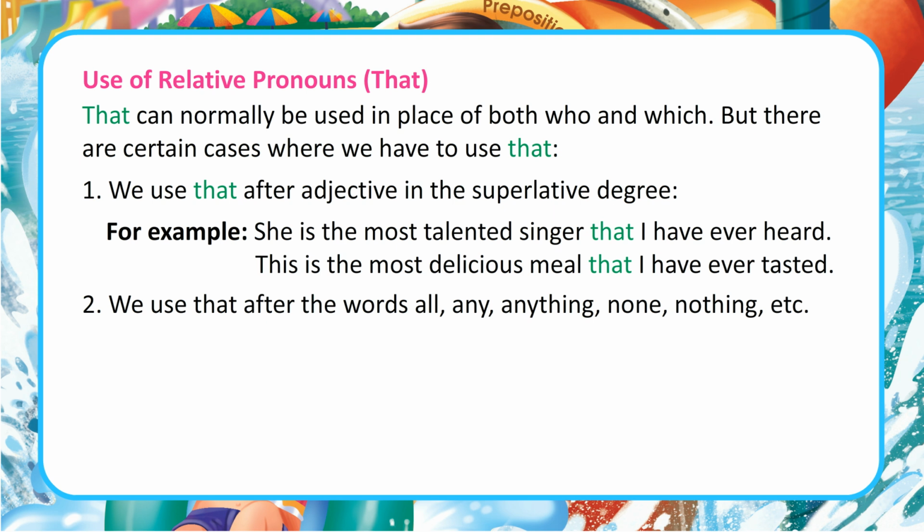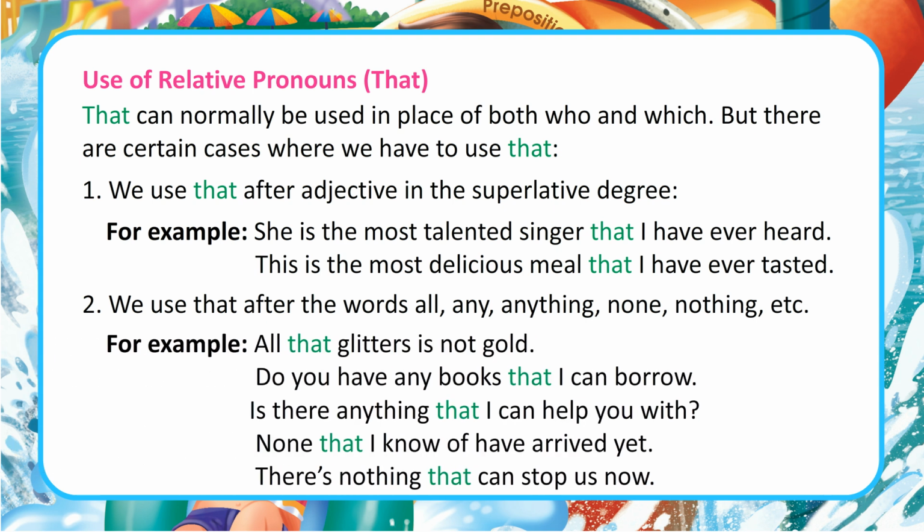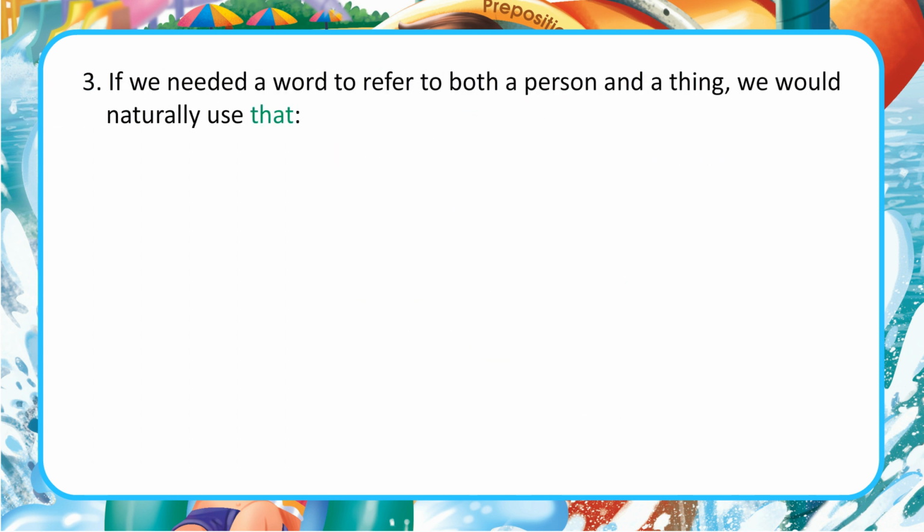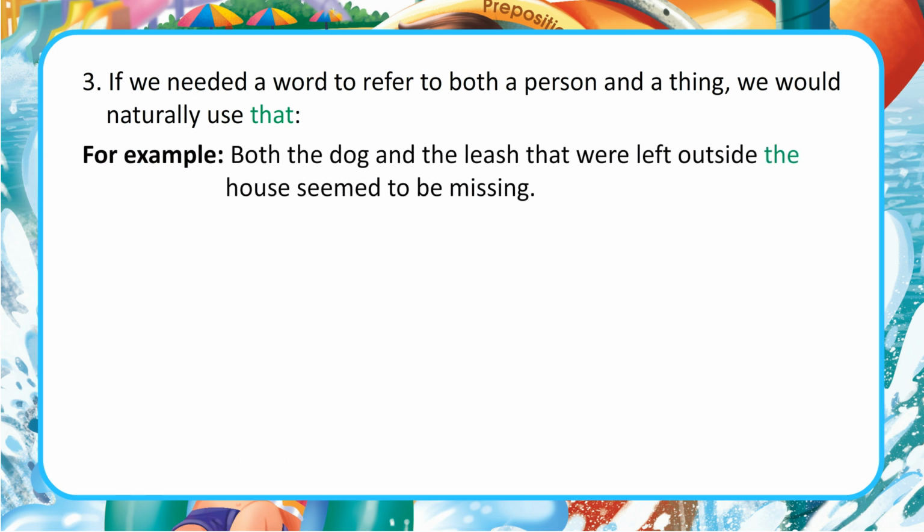2. We use that after the words all, any, anything, none, nothing, etc. For example, all that glitters is not gold. Do I have any books that I can borrow? Is there anything that I can help you with? None that I know of have arrived yet. There's nothing that can stop us now. 3. If we need a word to refer to both a person and a thing, we would naturally use that. For example, both the dog and the leash that were left outside the house seem to be missing.